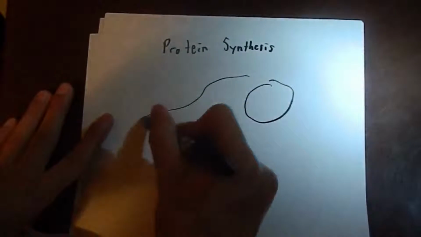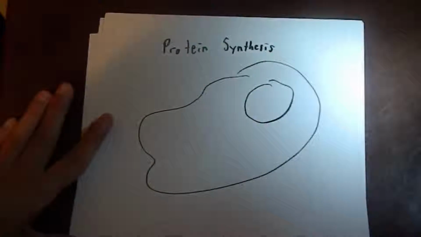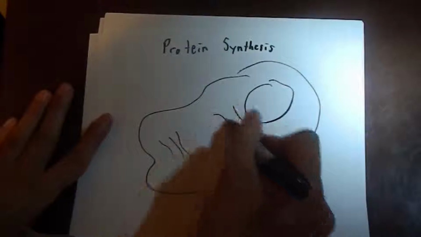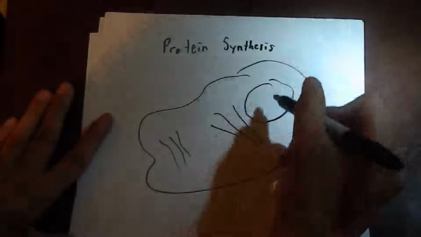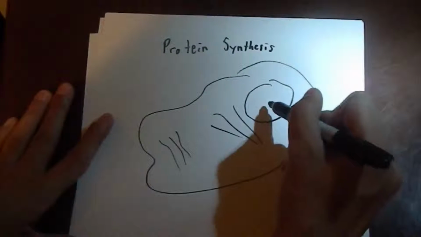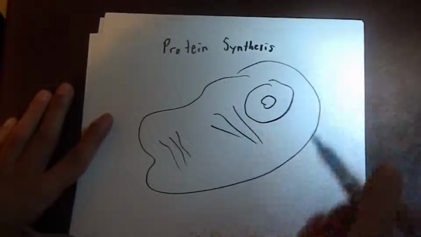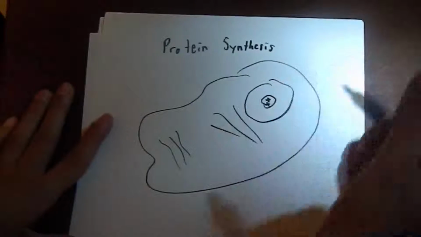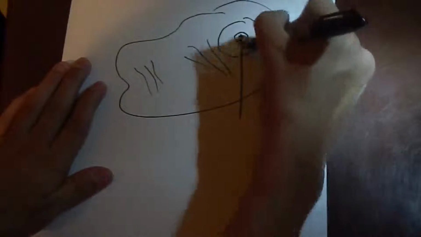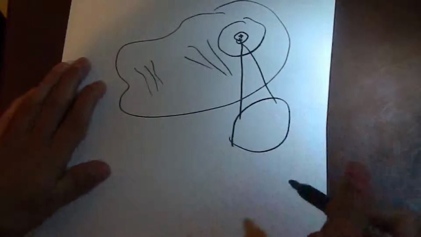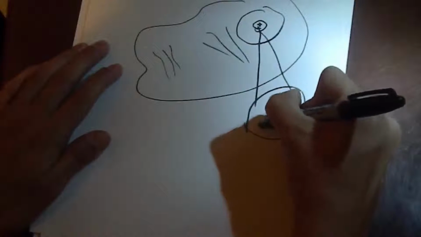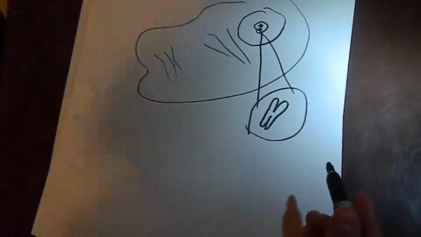So let's say this is a human cell, and that's the Golgi body, and that's the ER. So in the cell, in the nucleus, there's a section called the nucleolus, and this houses the chromosomes. And these chromosomes, let's make a zoom in section. That's basically what they look like.